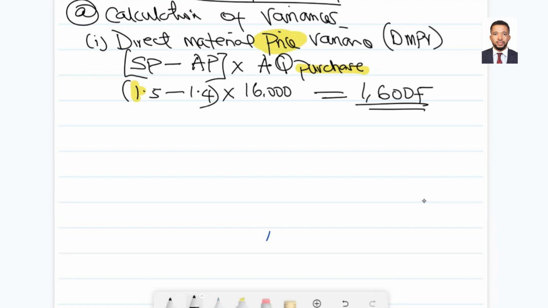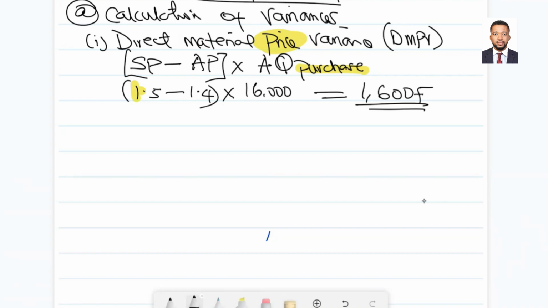Just in case you get to the exam hall and something needs to bring this one first, you don't even have to cram it. If this one comes first, you know this figure will be minus, but it doesn't matter in variance. What matters is whether this is favorable or unfavorable or adverse, as the case may be. So in this case, we have 1,600 favorable.